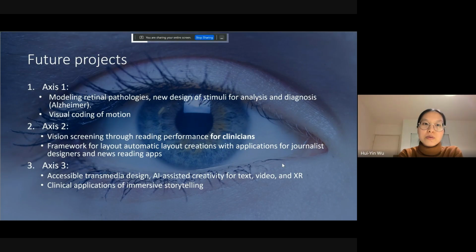In conclusion, some of the future projects that we are working on in the different axes include continuing the modeling of retinal pathologies and designing of stimulus for analysis and diagnosis and visual coding of motion. In the second axis, there is continued work on vision screening through reading performance for clinicians, and also a framework for automatic layout creation with applications for journalists, designers, and newspaper reading apps. And in our third axis, there are directions in accessible transmedia design, AI-assisted creativity for text, video, extended reality, and also clinical applications of immersive storytelling.